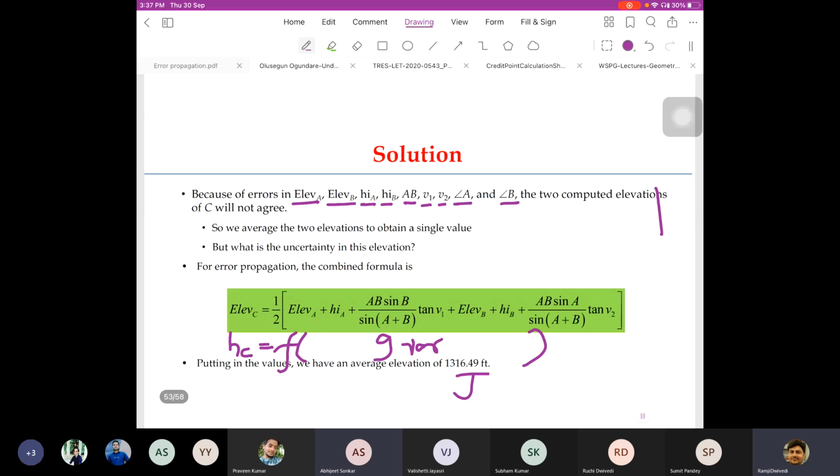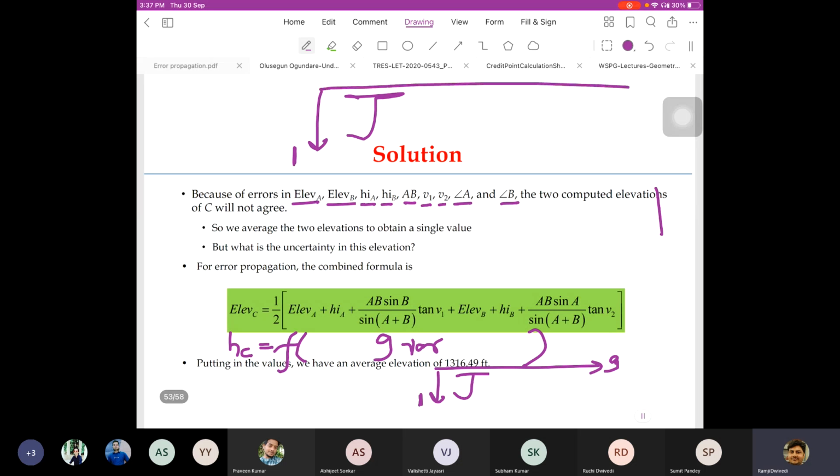1 cross 9. 1 cross 9, very nice, because there is only one function, 9 variables. One function, 9 variables. Always make the Jacobian like this, write J. How many function? One function. How many variable? 9 variable. 1 cross 9.